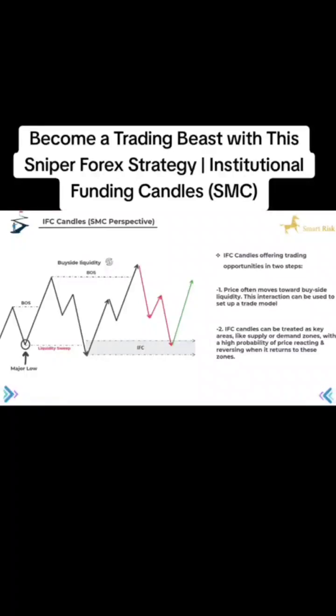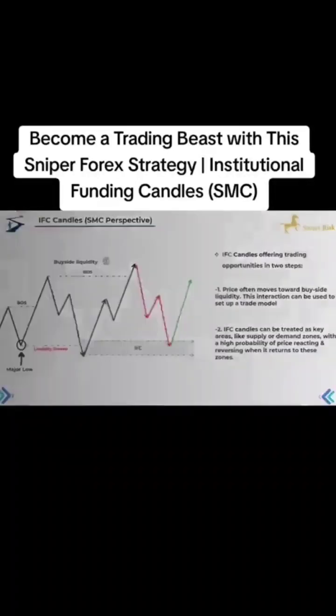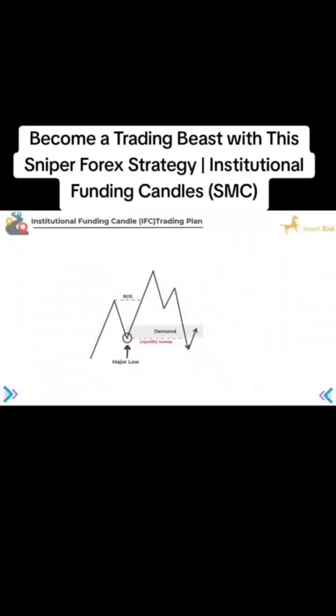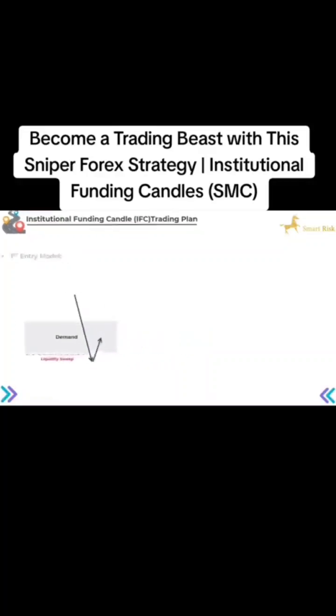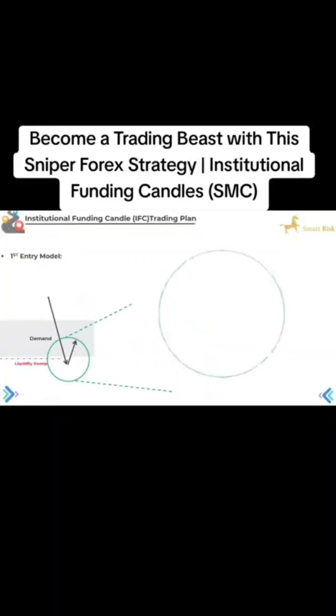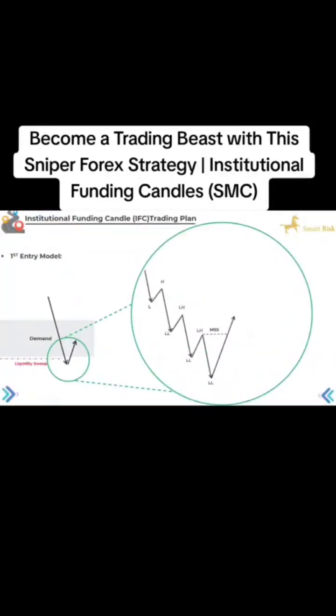Now, let's dive into the details of my favorite trading plan for trading IFC candles. In a bullish market profile, if the price pushes below a major low and its associated demand zone on a higher time frame, forming a potential IFC candle, and then immediately returns into the range of the demand zone, this is a key signal. At this point, we should quickly switch to a lower time frame to analyze the price action closely and look for reversal signs and potential entry opportunities.